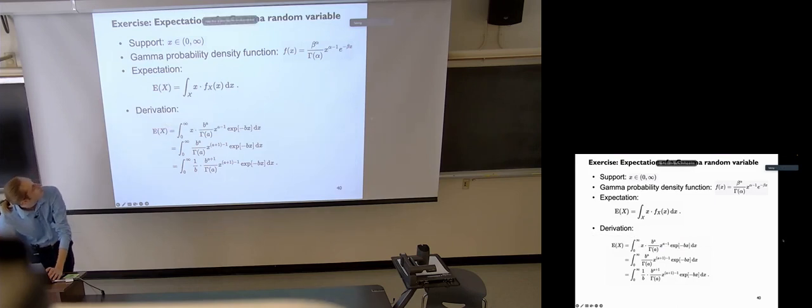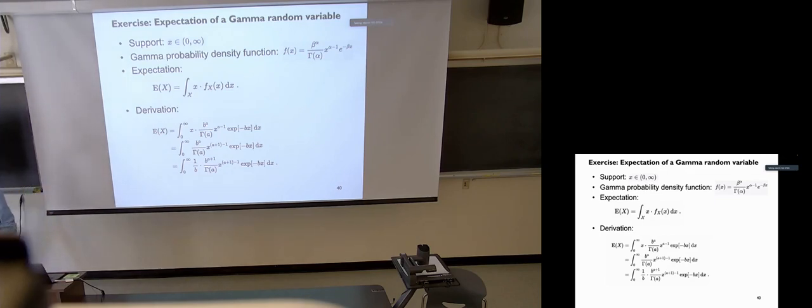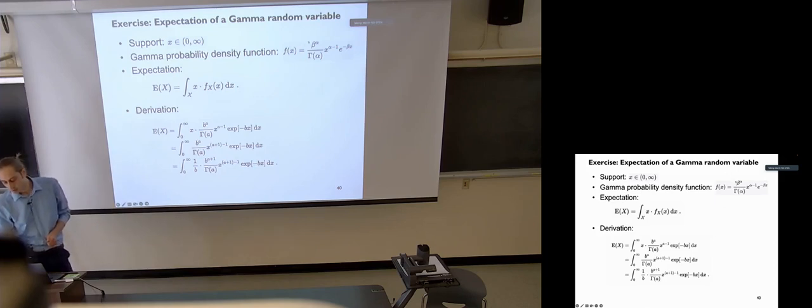Okay, so quick exercise now. Let's try to compute the expectation of a gamma random variable. A gamma random variable is simply a random variable that follows this gamma probability density function. This is the equation. It has two parameters, alpha and beta. And f of x is equal to beta to the power of alpha over this gamma of alpha, times this expression. It has a positive support, so x is always from 0 to infinity.